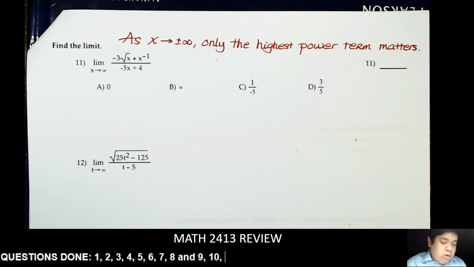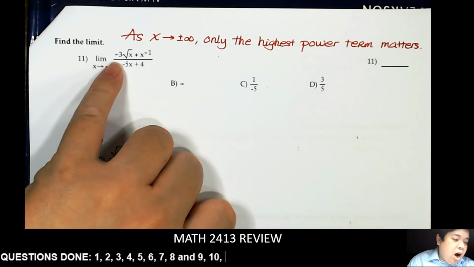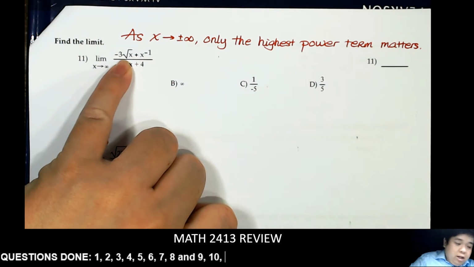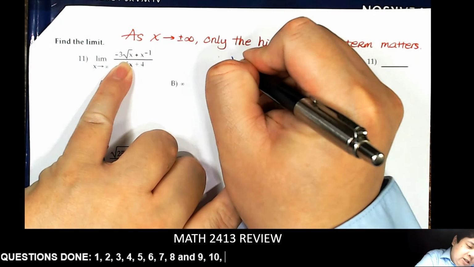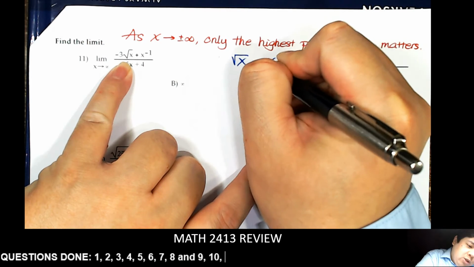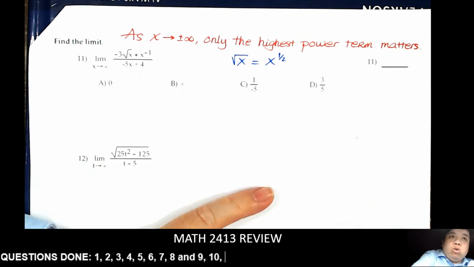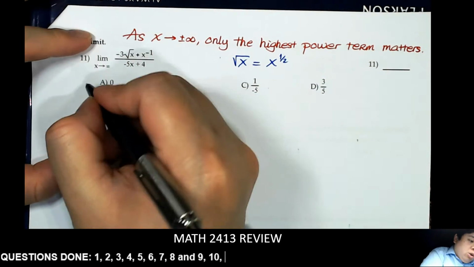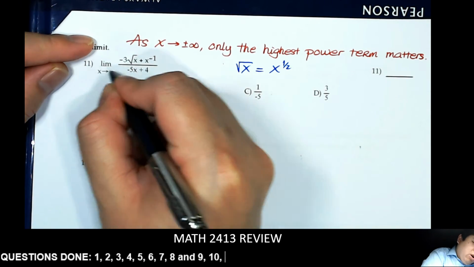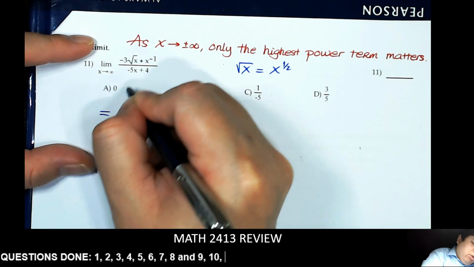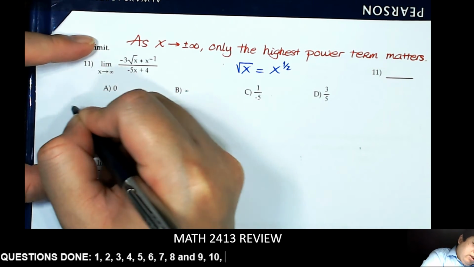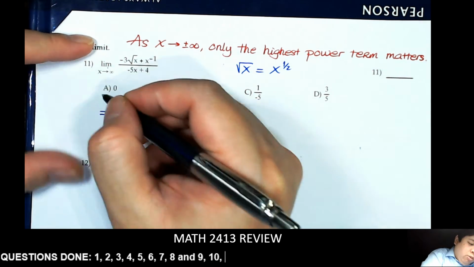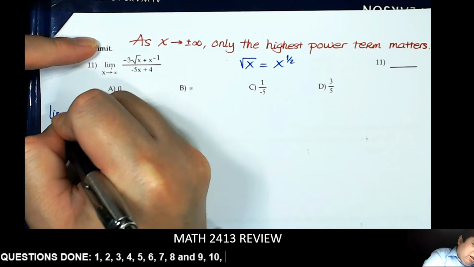Right, so let's check the powers. Here we have square root of x. Square root of x is equivalent to x to the 1/2 power. So the power is 1/2. The 1/2 is definitely bigger than negative 1. So when x goes to infinity, this one is actually just equal to the original problem. Just copy it.